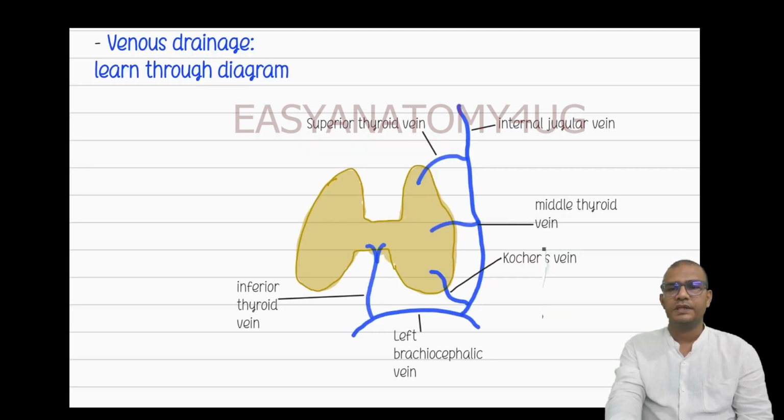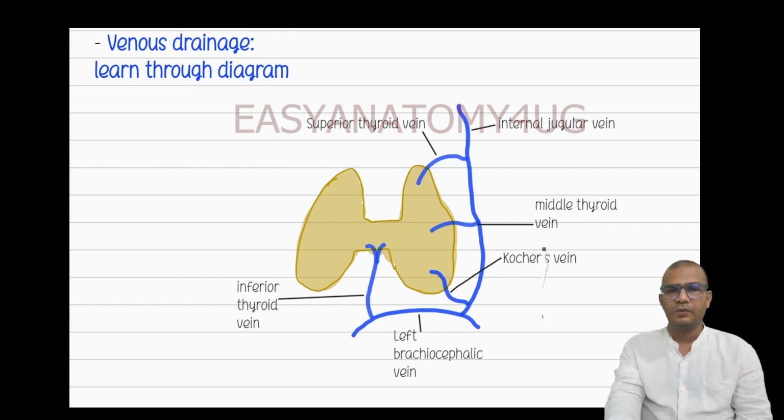This is the venous drainage of the thyroid gland. We have two constant arteries, superior thyroid artery and inferior thyroid artery, but we have three constant veins, that is superior thyroid vein, middle thyroid vein and inferior thyroid vein. Occasional artery present is thyroidea ima artery, and occasional vein present is Kocher's vein.